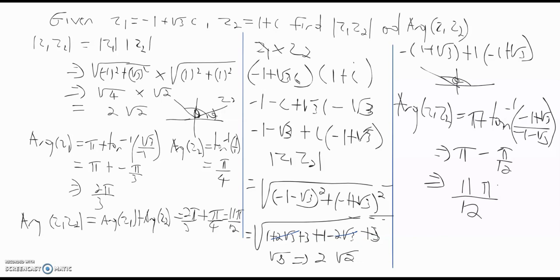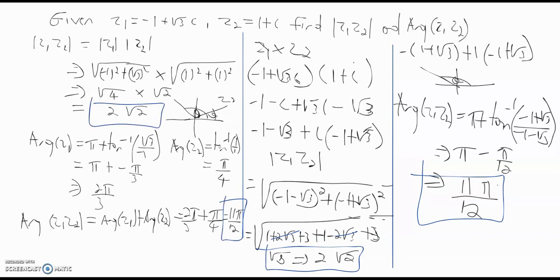Which of course, when we used the property, which is the argument of Z1 plus the argument of Z2, we also ended up with 11 pi over 12. So you can see that the property is indeed true. So let's go back and look at it. We got the same thing for the modulus, and we got the same thing for the argument, right? So the property does work.